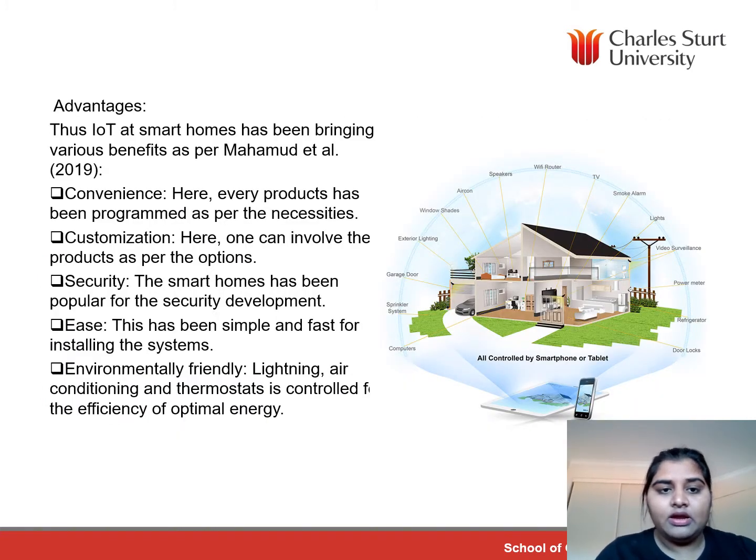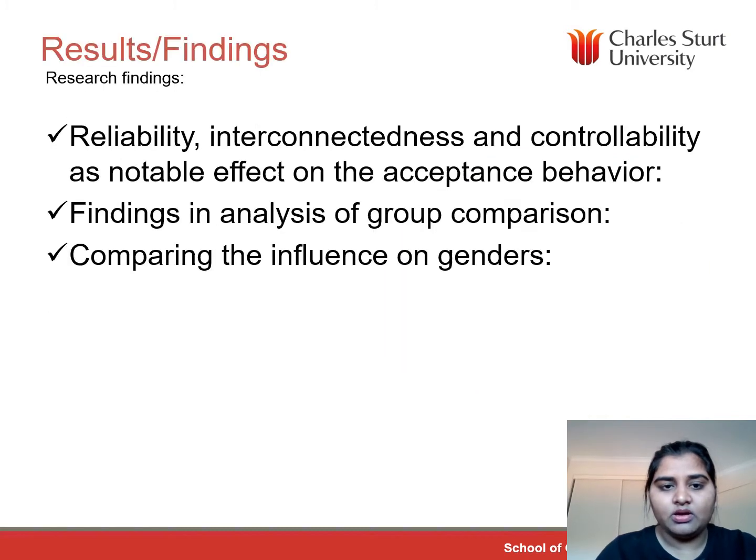After that, there are lots of advantages and disadvantages of IoT in smart houses, because every coin has two sides. Now I am going to explain the advantages of IoT in smart houses. First of all, convenience, customization, security, ease, and being environmentally friendly. Now I am going to explain the disadvantages. Firstly, cost. Smart products are fairly costly. There is also a learning curve for non-technology-savvy individuals, and reliability. These are the main advantages and disadvantages of IoT in smart houses.